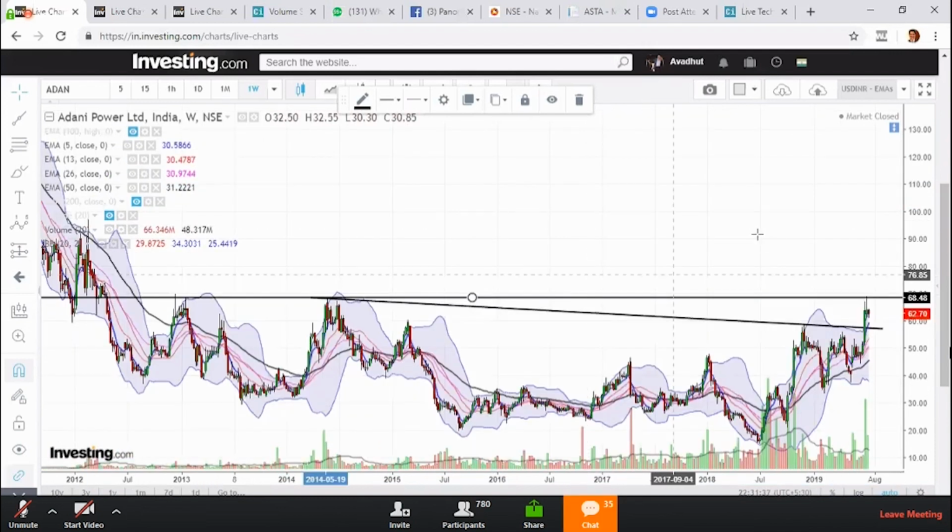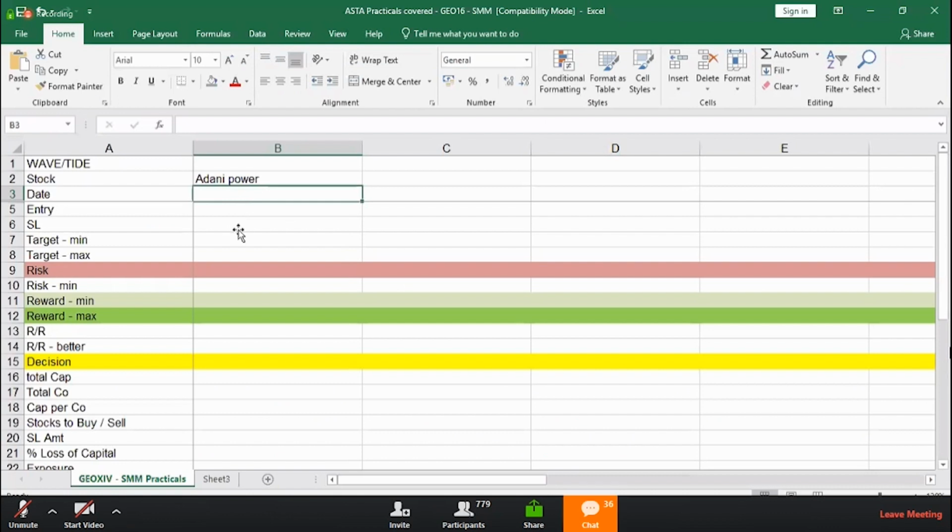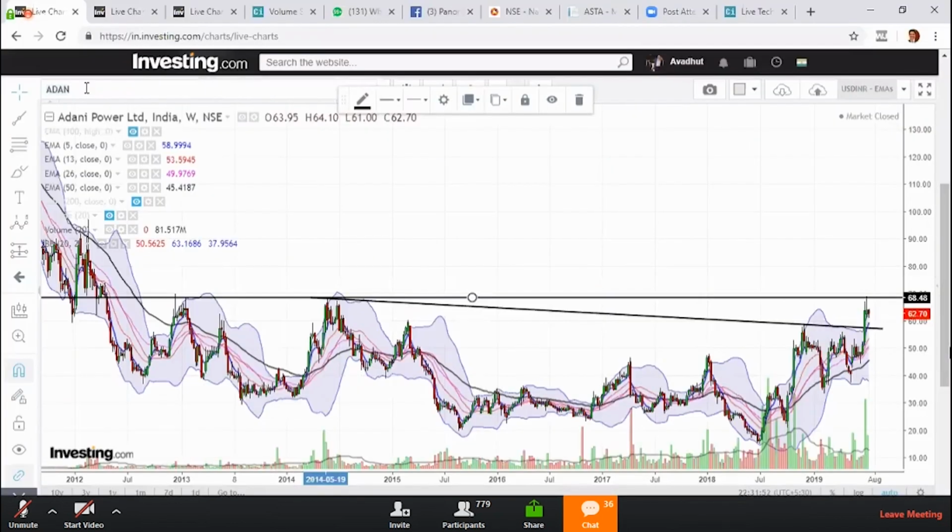But what you can do is use this template that we provide. Entry, stop loss, target, risk. Check whether the risk to reward ratio is 1:3. So I'll show you what I did for Torrent Power.